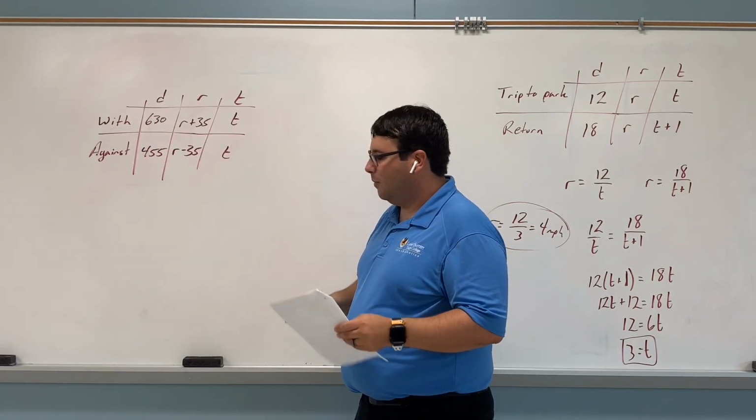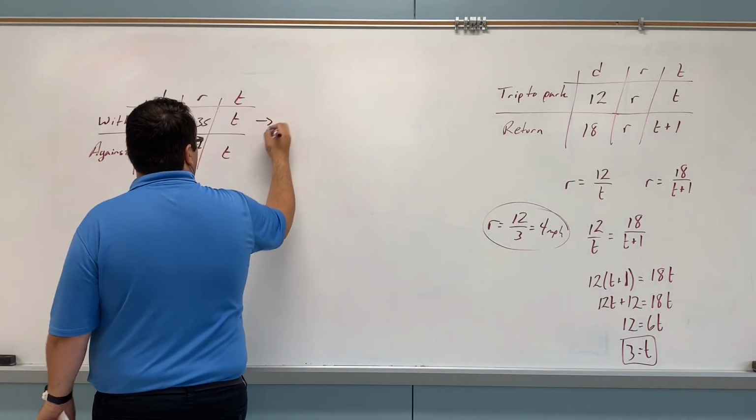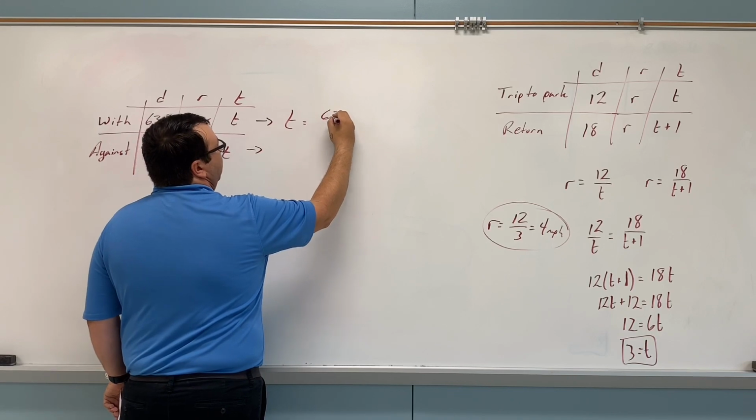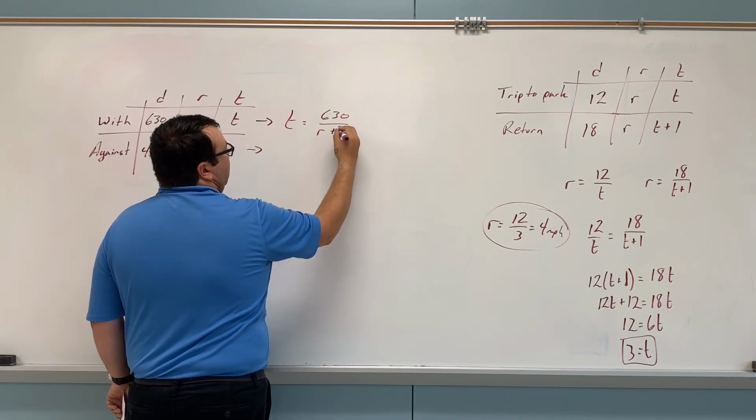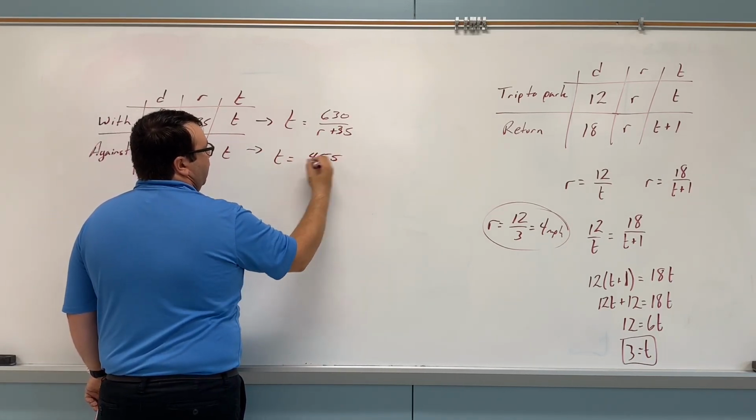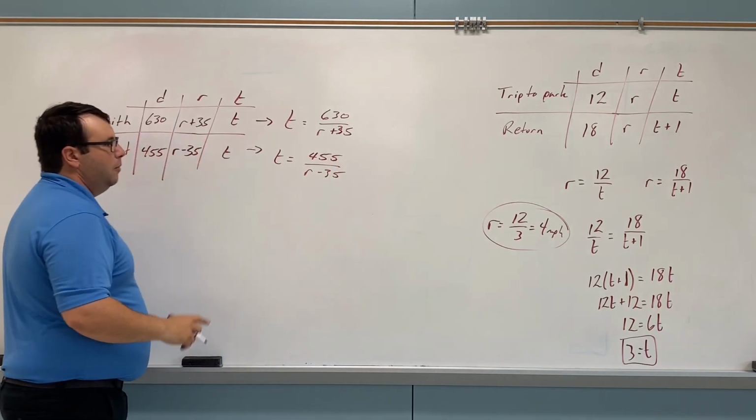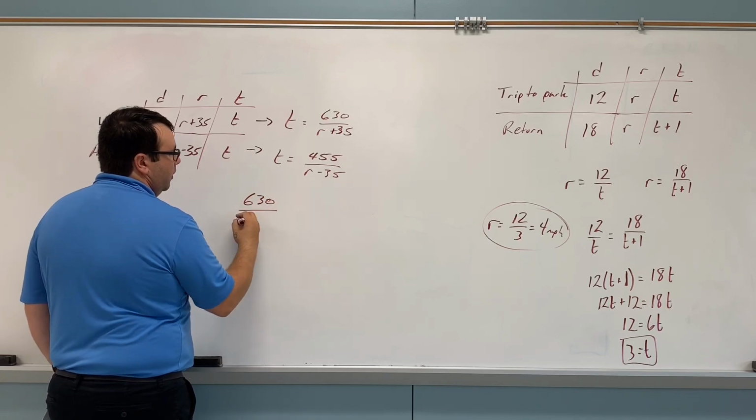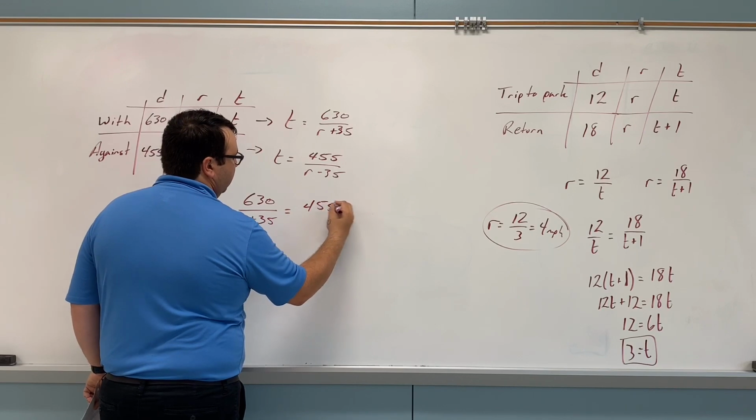So we now have our table set up. We have all of our information. Let's just go ahead and solve these so that I have equations for t. So t is equal to 630 over r plus 35. t is equal to 455 divided by r minus 35. And I know my time is the same, so I can set those equal, just like so.